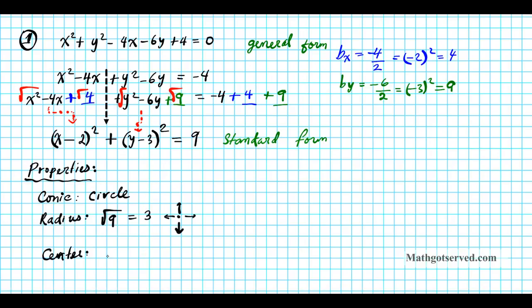The center is (h, k). The center in this problem is the opposite of the number next to the x, so the x coordinate is 2, and the opposite of the number next to the y is the y coordinate, 3. Okay, now that we have the center and radius, we can go ahead and graph our circle.